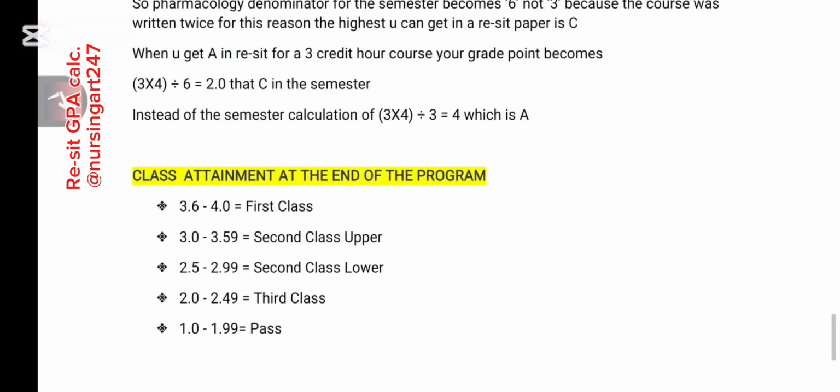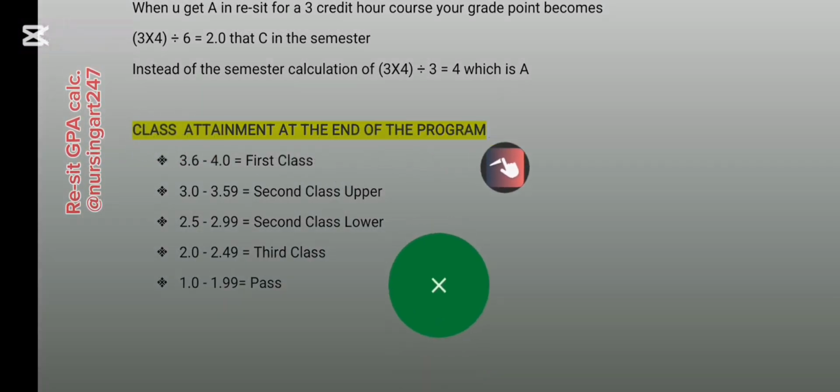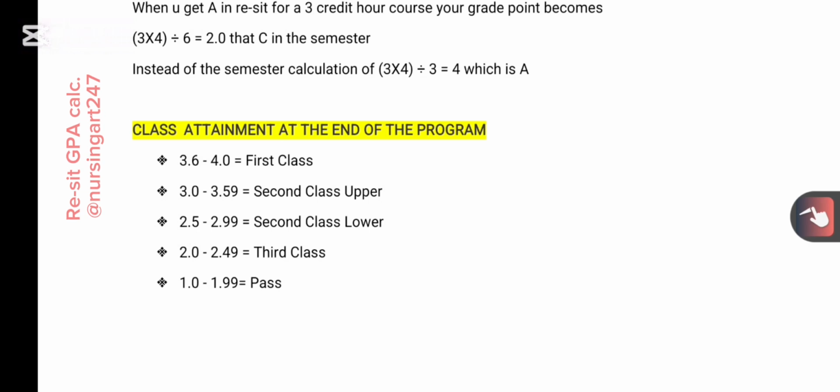So writing a reset is not very good. If A turns into C, then B will turn into what? C will turn into what? And D will turn into what? So it's better to pass your paper and go than get a reset. Some people think, oh, I'll do the reset and get an A. You get an A in reset, it's like getting the main paper C. So why don't you get the main paper C and not stress your GPA?